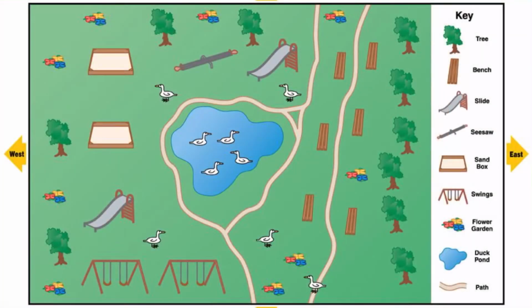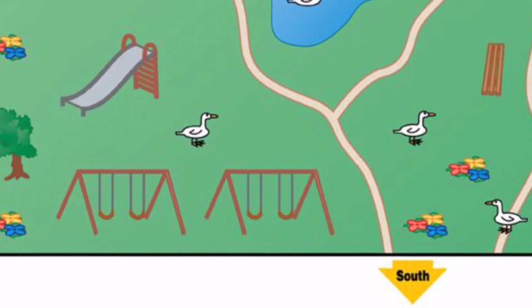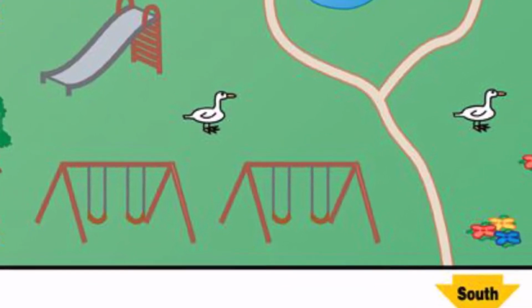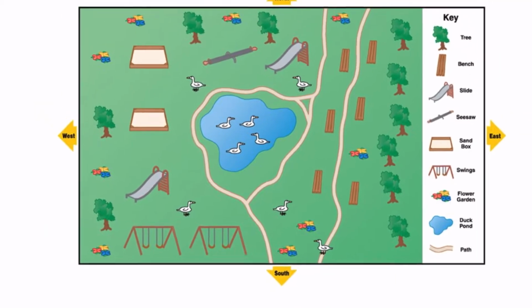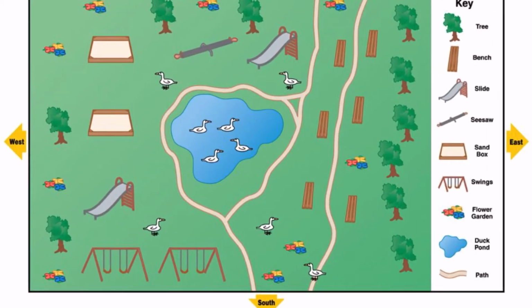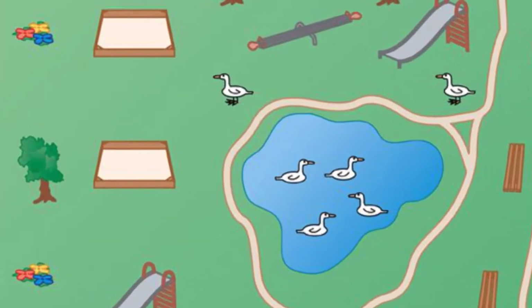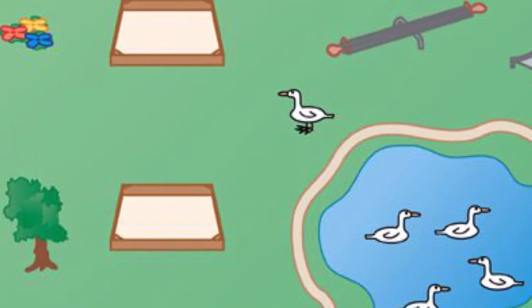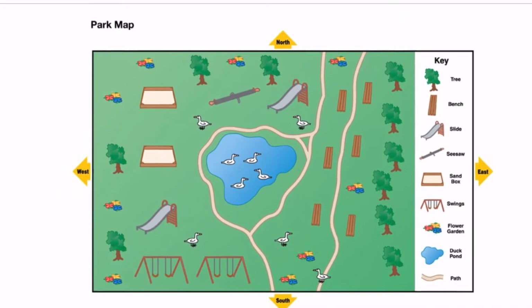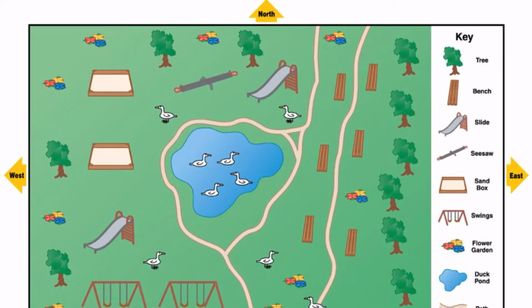Let's look at this map of a park. So we see the elements we should see in a map, which are the key, which is another word for legend, on the right, and then we see west and south and east, and you should see north, but it's out of the camera view. So we've got our compass. So let's practice using our cardinal directions. Here are the swing sets. Okay. And here is a sandbox. Okay. So the swing sets are blank to the sandbox.